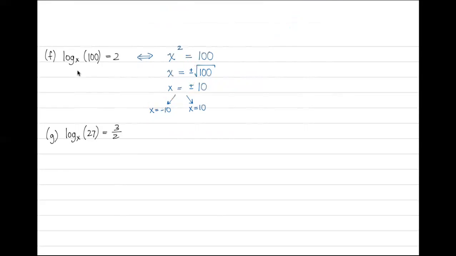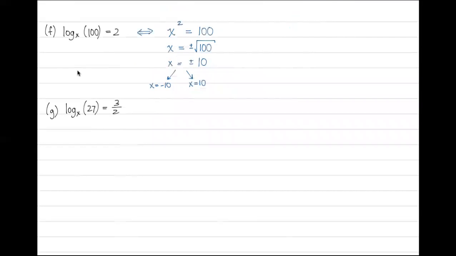Okay, last one here. So we're going to rewrite. We've got log base x of 27 is equal to 3 over 2. So x to the power of 3 over 2 is equal to 27. Oh, so we've got people's favorite things: a fraction, and it's in the exponent. So that's great. People love that.